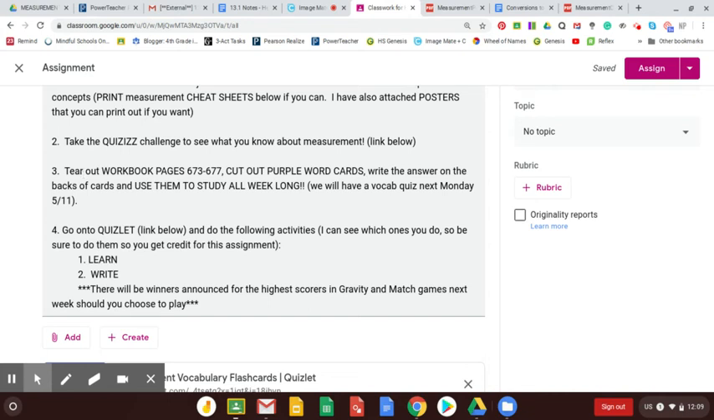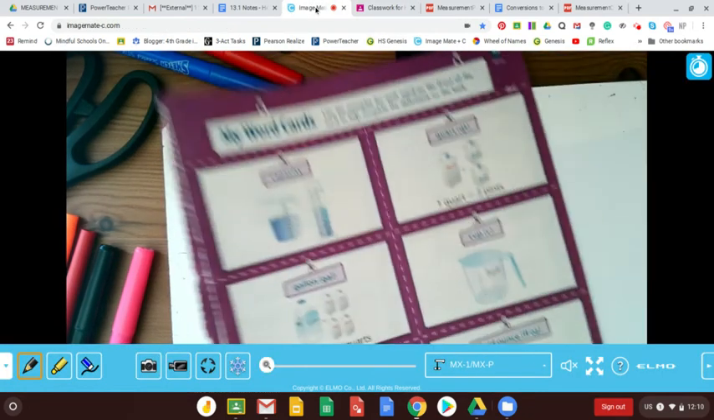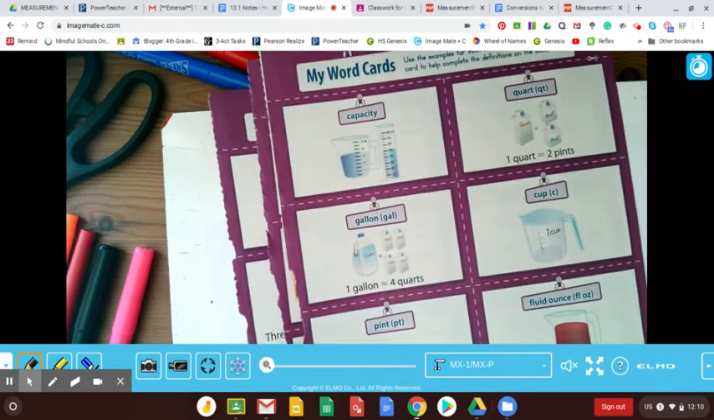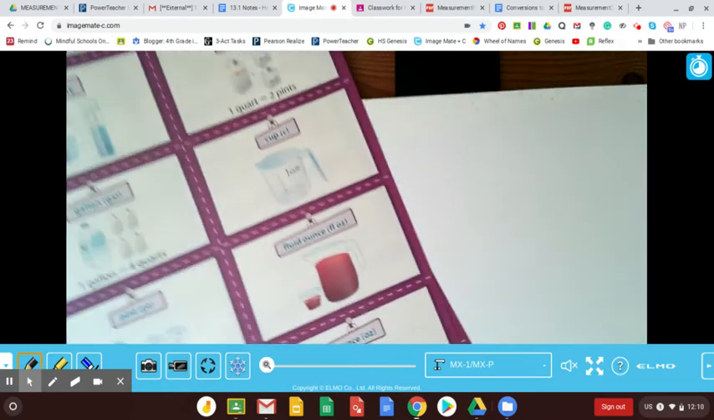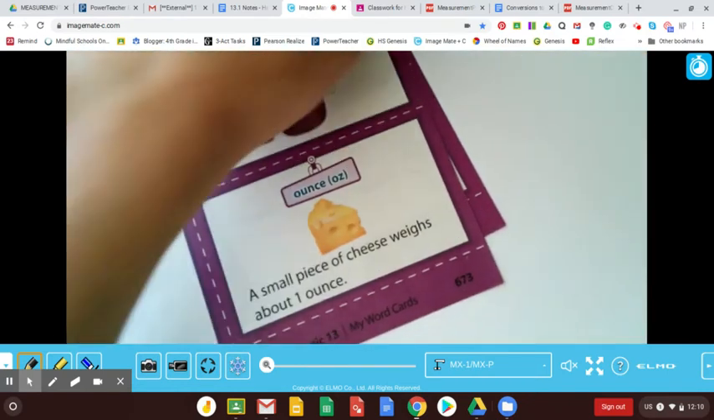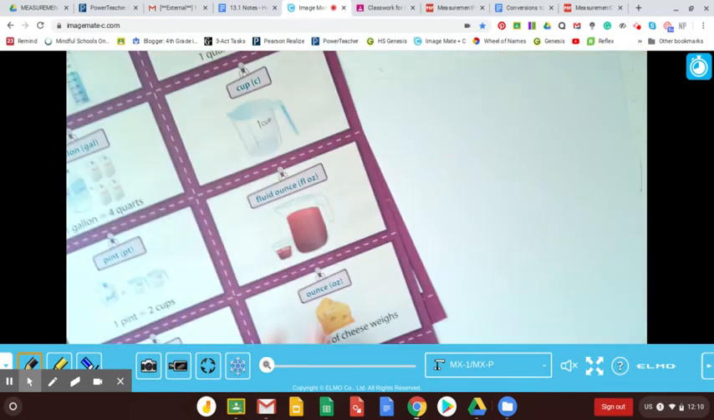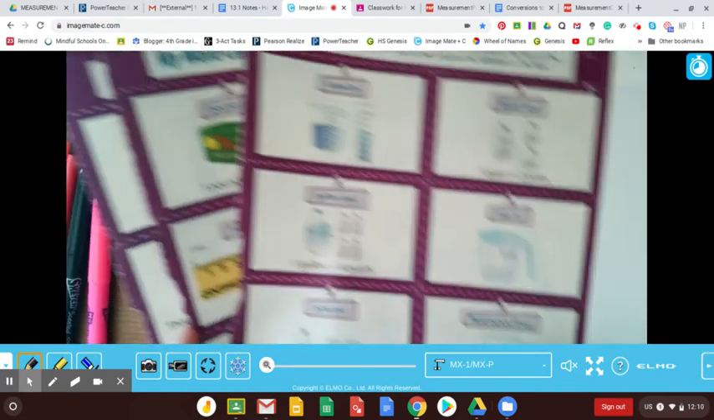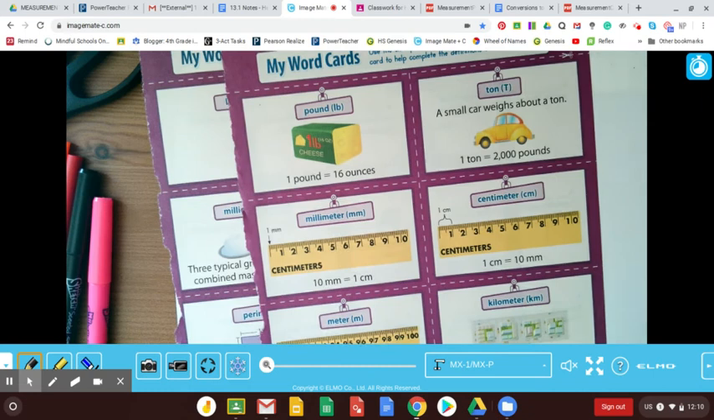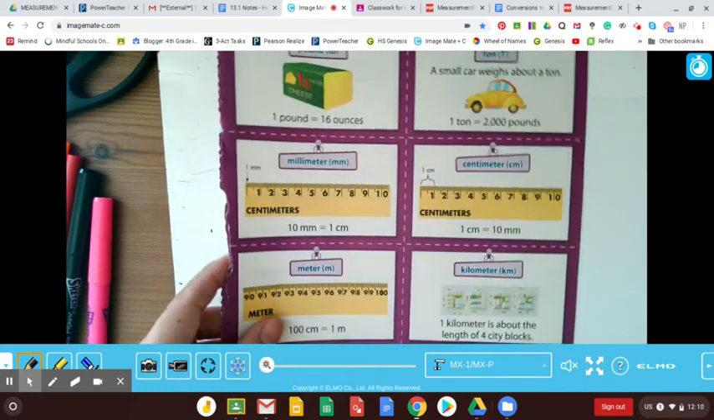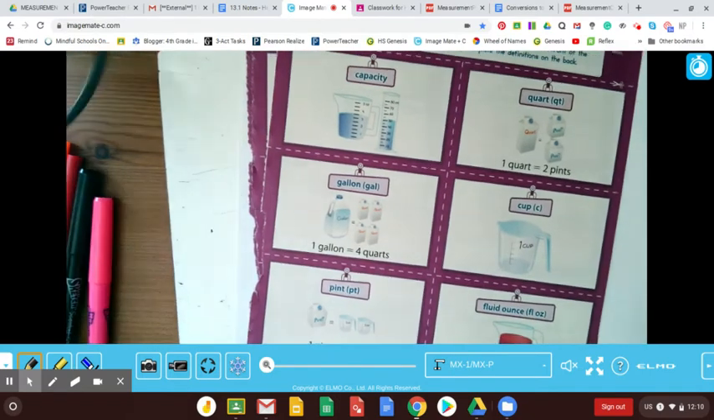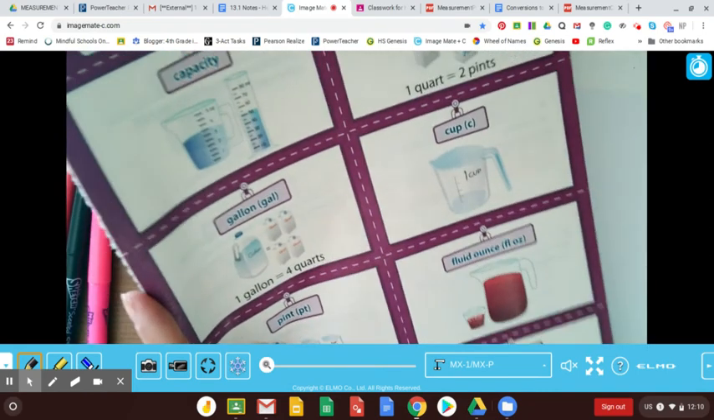You are going to be cutting out your purple word cards. So I'm going to just switch over here to my ImageMate. All right, so you have in your workbook, they start on page, I'm going to zoom in, 673. And there are 3 different pages of word cards of vocabulary for this topic. I mean, this topic has a lot of vocabulary. You have to today tear out these pages, take a scissor, okay, cut them up.